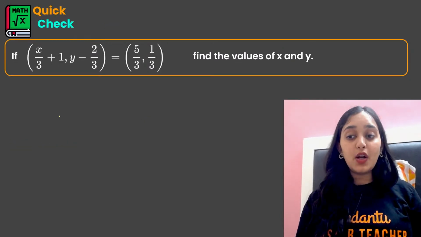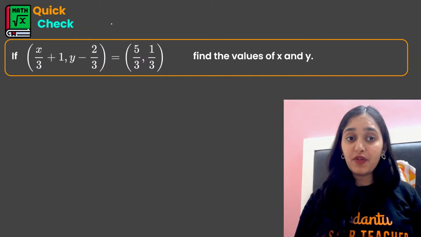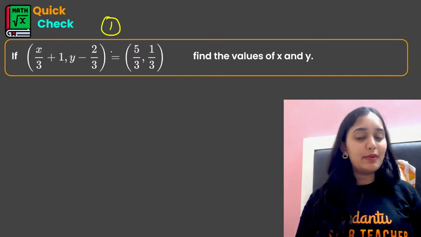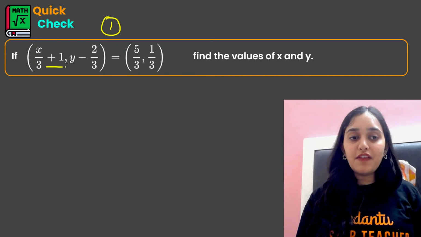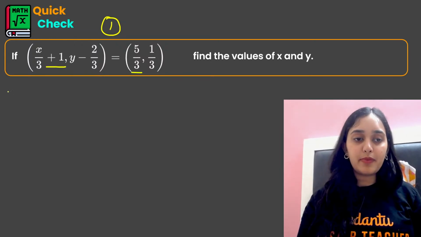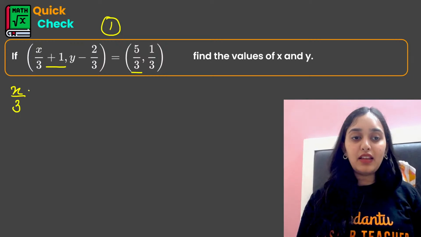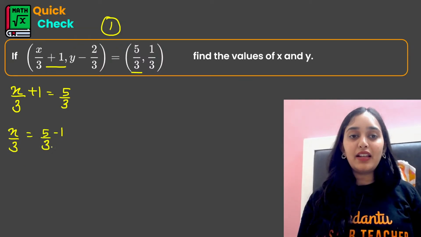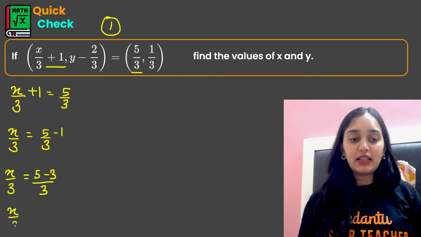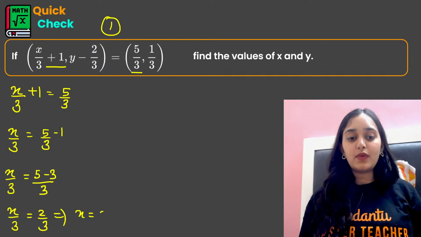All right, let's quickly solve a question. This type of question will definitely come for 1 mark in your paper. So this is the first ordered pair. This implies x by 3 plus 1 is equal to 5 by 3. So x by 3 will be 5 by 3 minus 1. Now 5 by 3 minus 1 is x by 3 equals (5 minus 3) by 3. So x by 3 is equal to 2 by 3. This implies that x is equal to 2.